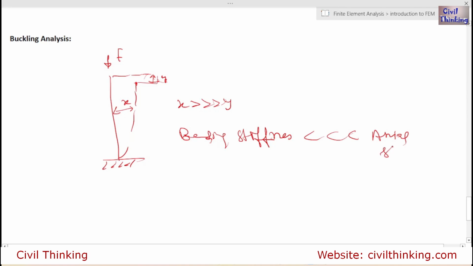What does it mean? Stiffness is like a property of the material. So when the stiffness is high, there is less bending. When the stiffness is low, there is more bending. Here it didn't deflect much axially, it bent so much laterally. So the lateral stiffness, or the bending stiffness, is very much lower. When you have such scenarios, that's called buckling analysis.